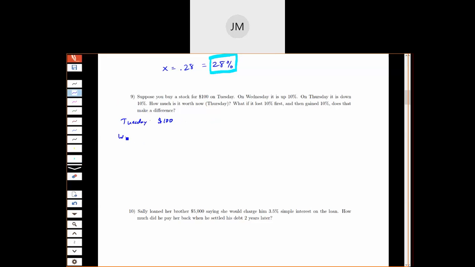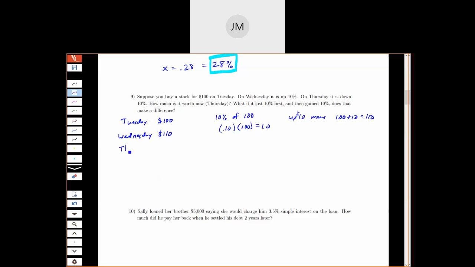Okay, on Wednesday, it says it went up by 10%. So 10% of 100, that's 0.10 times 100, which is $10. So it's up $10, which means that we have $100 plus $10. Okay, so on Wednesday, the stock is worth $110.